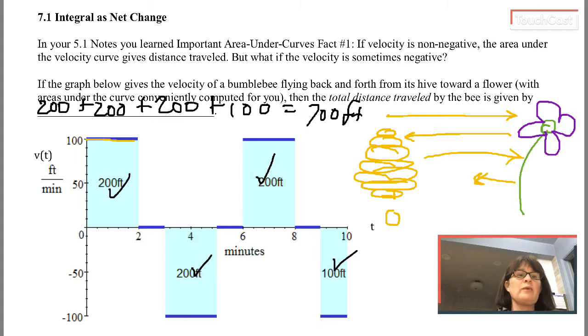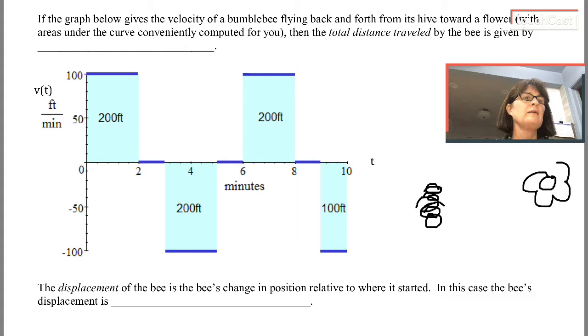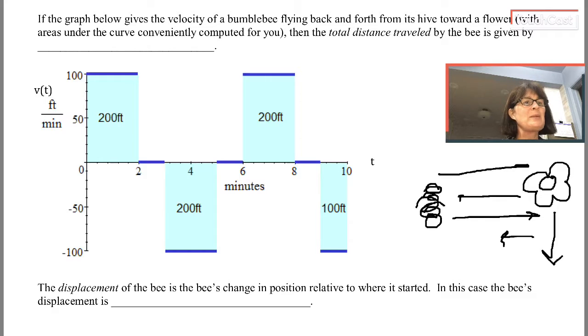But another thing that we could think about instead is what we call displacement. Displacement is the change in position relative to where you start. So if we have a hive here and a flower here, and I leave from the hive toward the flower and come back and go from there and come back, where is the bee relative to where it started? Well, it's 100 feet from the hive. So that's the displacement of the bee.